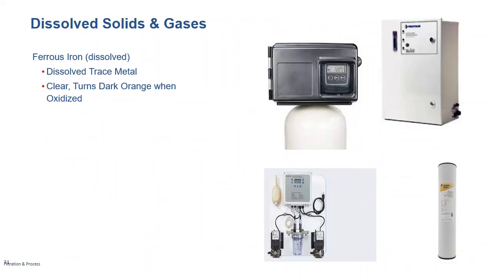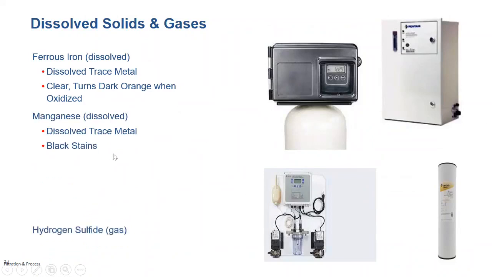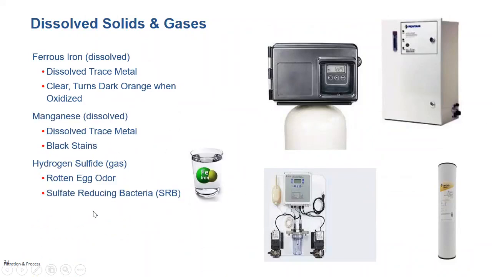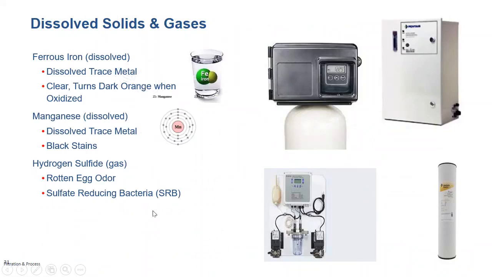Sometimes this will just make your water appear yellow or light brown in color if the particles are fine enough. Same thing happens with manganese, but this will create black stains or black particulate in your water supply. And then there's hydrogen sulfide gas. This will happen in shallow wells and surface water sources, where you get that rotten egg smell from breaking down sulfur byproducts in organic material or from sulfur reducing bacteria.